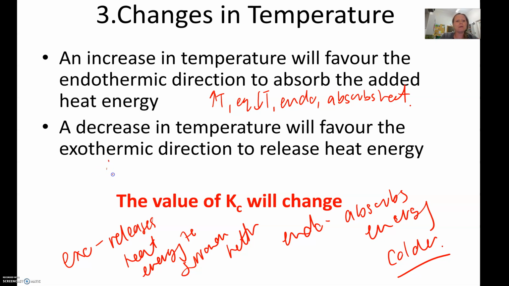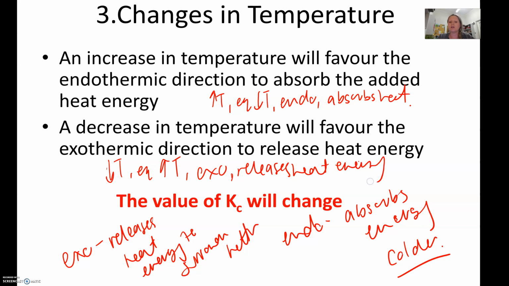So the opposite happens with a decrease in temperature. If the temperature is decreased, the equilibrium will shift to increase the temperature. It'll do this by moving in the exothermic direction, which releases heat energy. So if heat energy is being released, it's in the exothermic direction. So these 2 are always the same, and this is a key thing here.